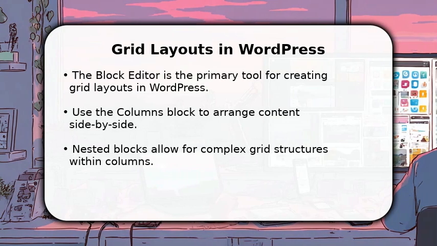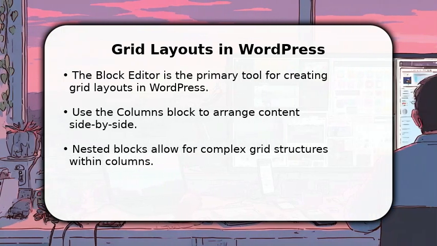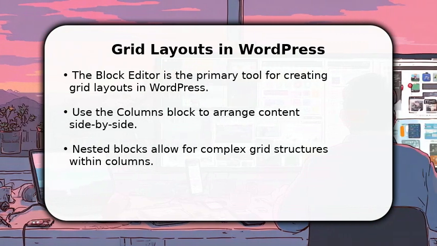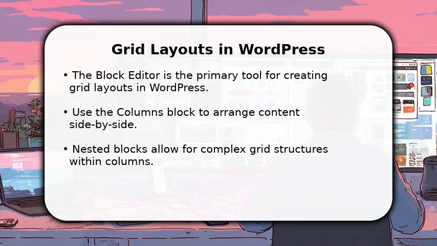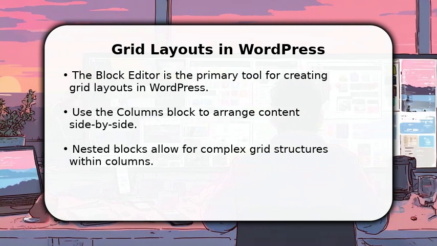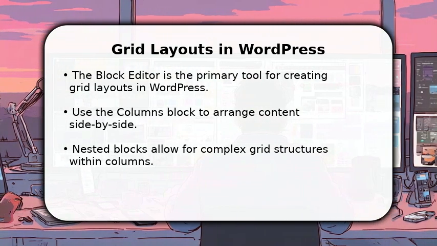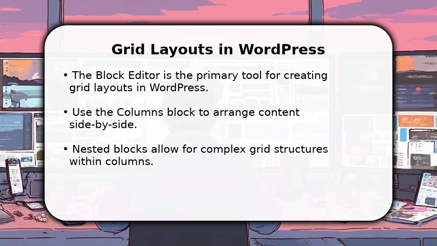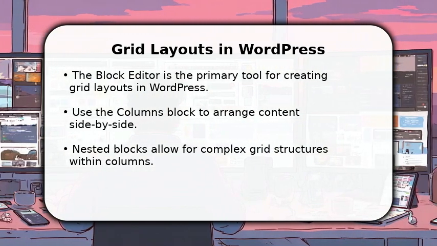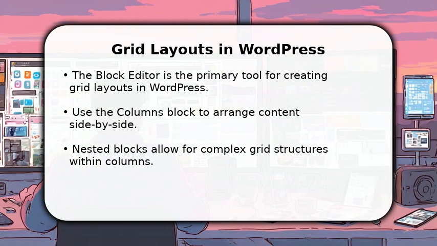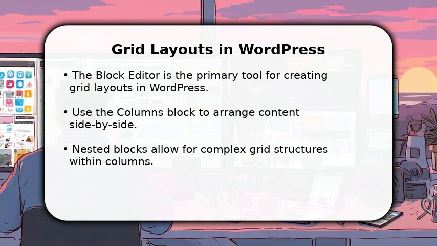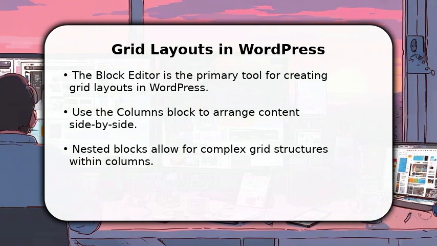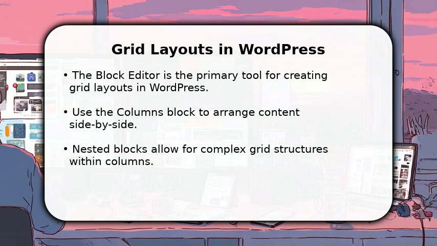In this video, I will explain how to use grid in WordPress. The most effective way to create grid layouts in WordPress is by leveraging the built-in block editor, often referred to as Gutenberg. This powerful tool allows you to arrange your content into structured columns and rows directly within your posts and pages. We'll focus on using the columns block, which is fundamental for achieving responsive and visually appealing grid designs without needing complex code or external plugins.